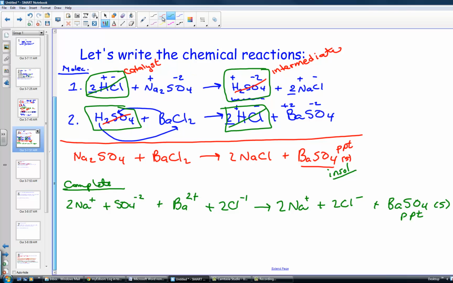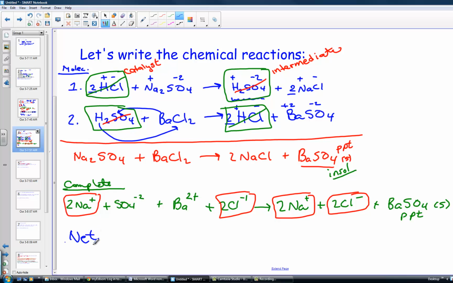What spectators do you see? Circle them with me. I notice sodium appears unchanged from the left to the right, and I see chloride unchanged from the left to the right. Those are known as spectators. We eliminate them when we write out our net ionic equation. Just by convention, we always write the positive first. You'll see the barium with its +2 combining with the sulfate with its -2, forming the white solid of barium sulfate.